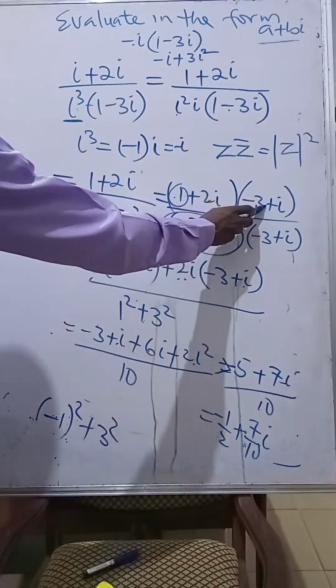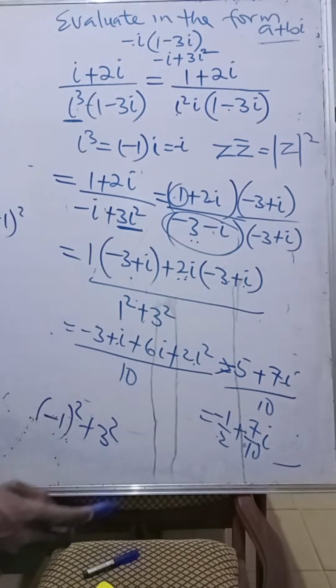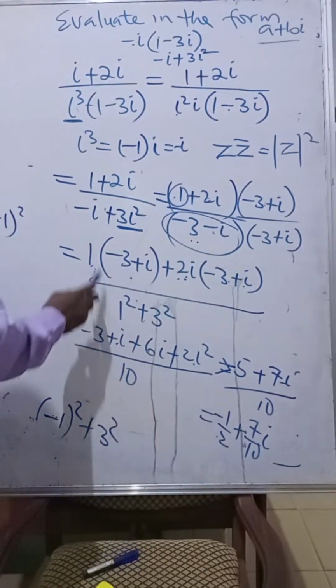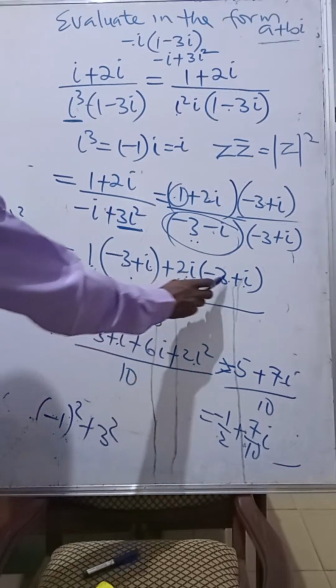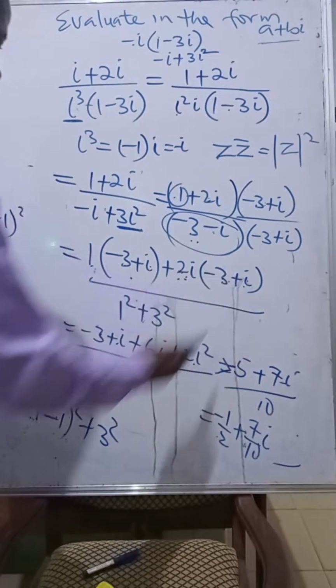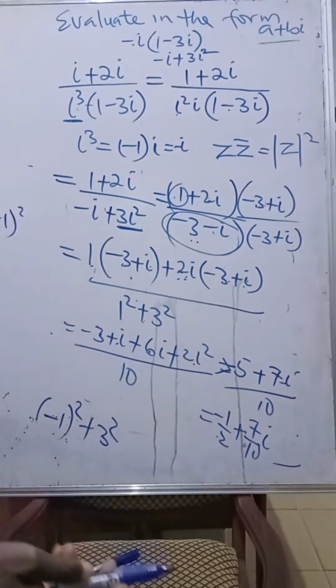So that will be 1 times this one. We have 2i times this one. Then open the brackets. This one times this one, that's i. This one times this one, that's minus 6i. And then this one times this one, that's plus 2i. And that's what we have in that case.